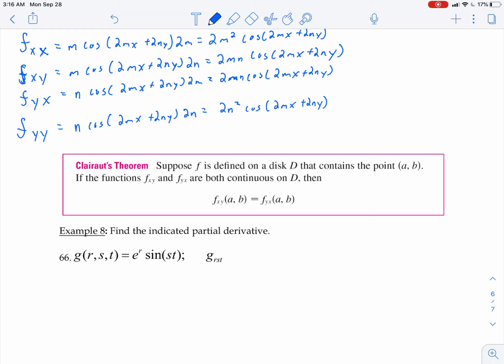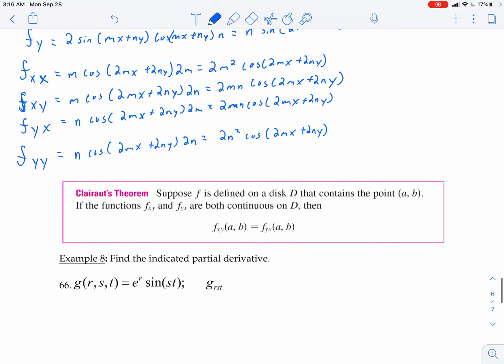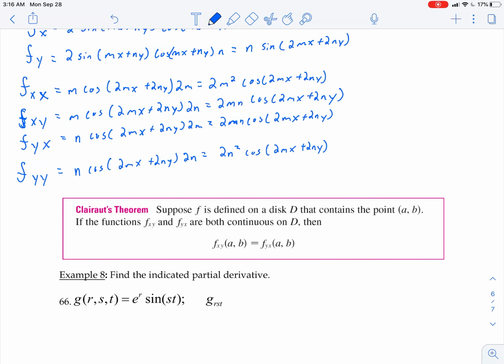Clairaut's theorem. Suppose f is defined on a disk D that contains the point (a, b). If the functions f sub xy and f sub yx are both continuous on D, then what Clairaut's theorem is saying is that if you take the second partial derivative doing xy and then yx, they're going to be the same value. So basically what I was saying up here, Clairaut's theorem says these are always going to be the same.